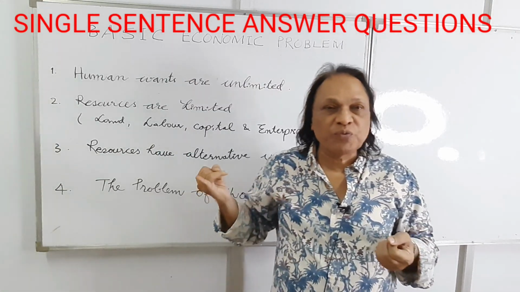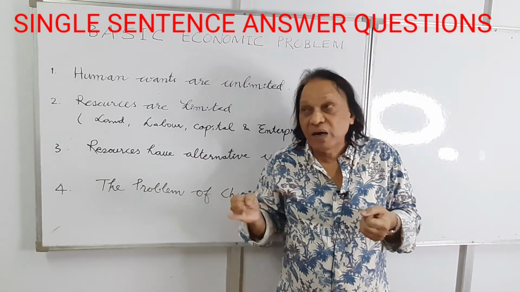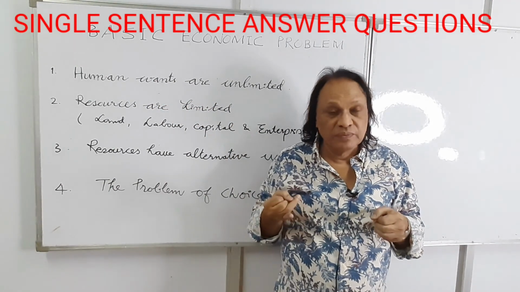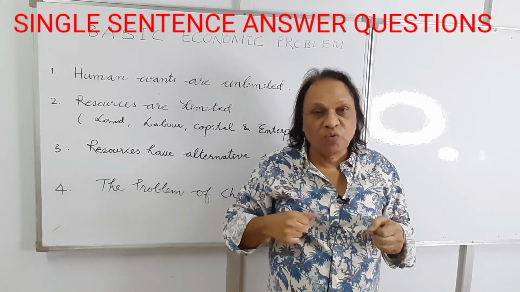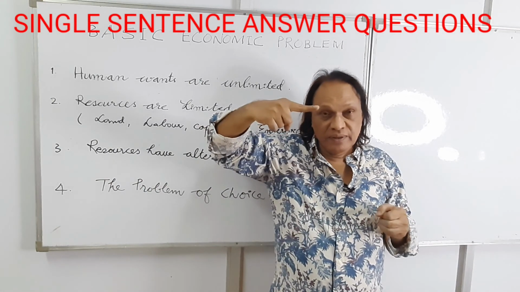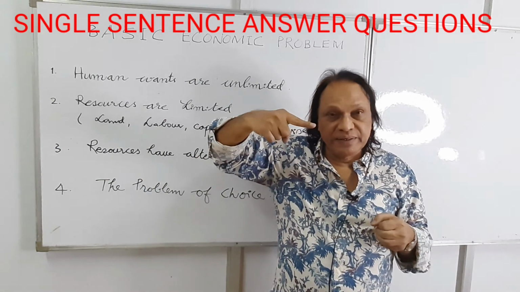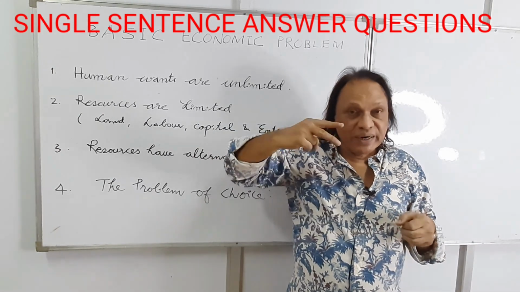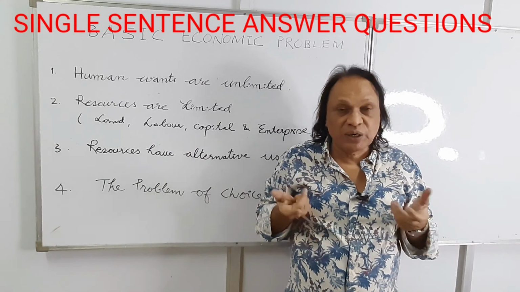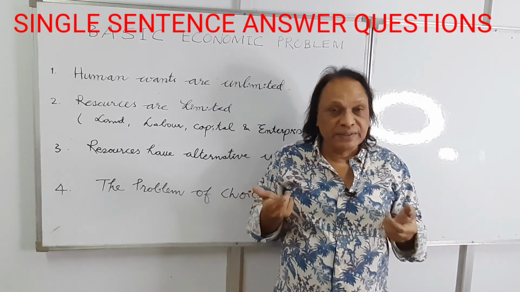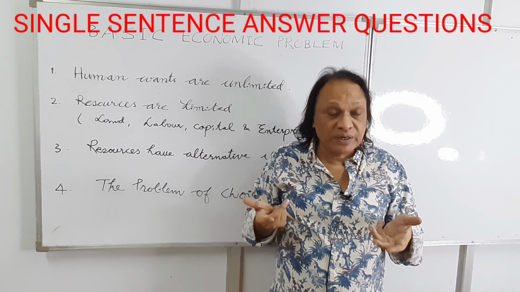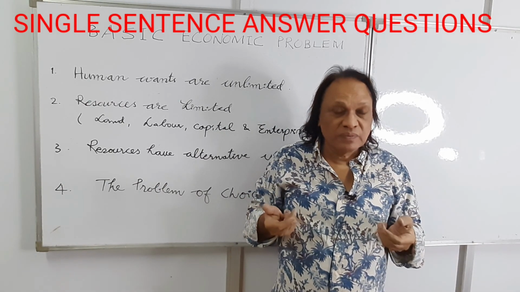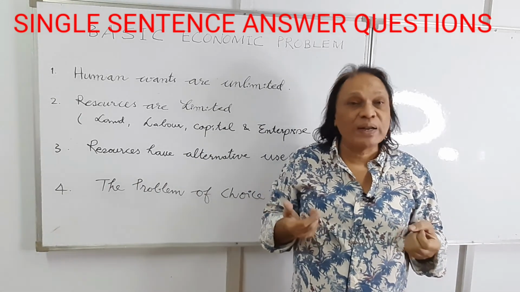Relating to this, we can have one more 1 marker question. What are the characteristics of wants? There are 2 characteristics of wants. 1, wants are unlimited, insatiable. 2, wants differ in their intensity. Some are very intense or very urgent. Some can be postponed.